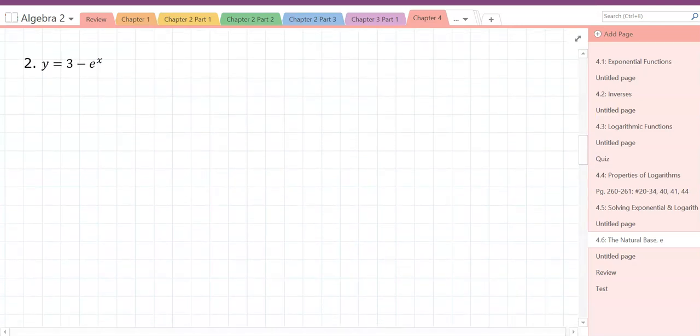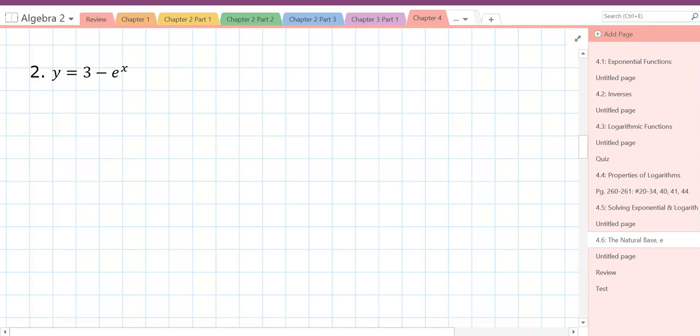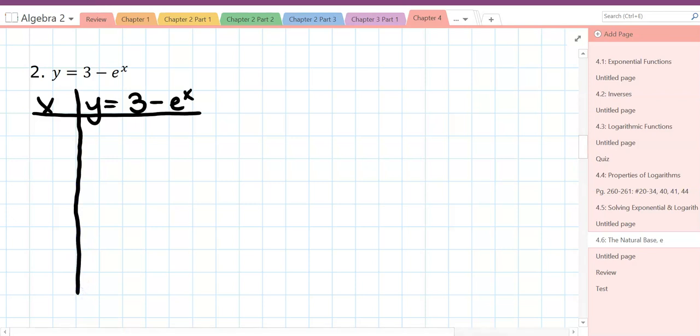Okay, if you want to give this one a try, go ahead and pause the video and try to do this one, and then when you're ready to check your work, go ahead and hit play, and I will be going through the problem. So I'm going to go ahead and set up my chart first. Now I'm going to use the same numbers that I used last time.